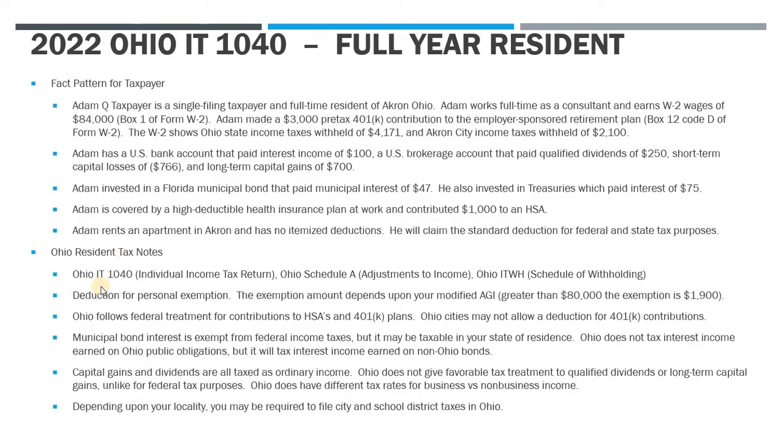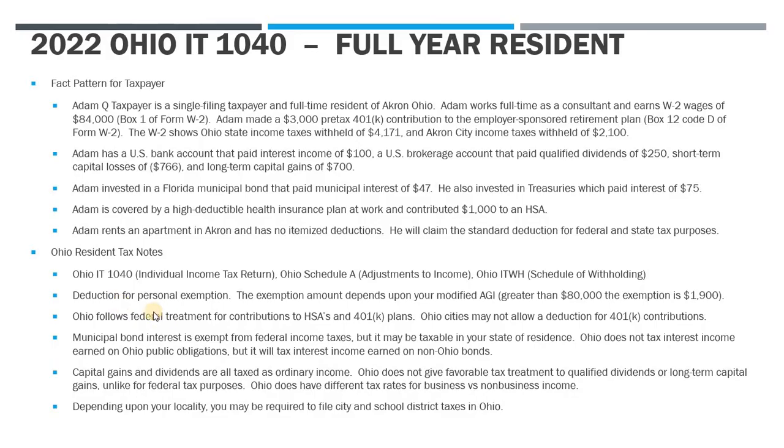Now, some notes here on the Ohio resident return. So the IT-1040 is the base one. We'll also need Ohio Schedule A for those federal to state adjustments. And then the Ohio ITWH is where we report any kind of Ohio state tax withheld from our wages or other types of payments that were subject to withholding. And Ohio needs that to verify the withholding that actually came out of your paychecks, right?